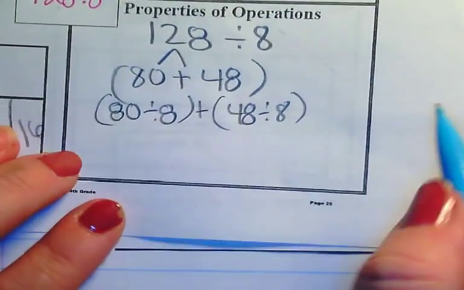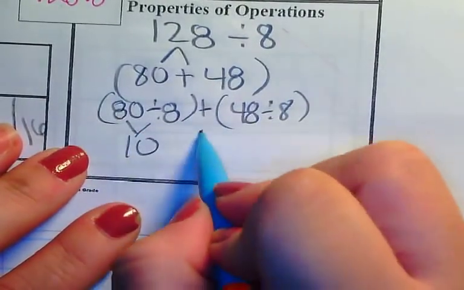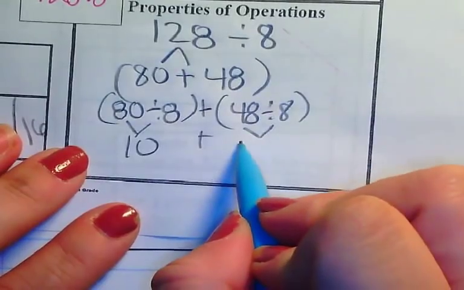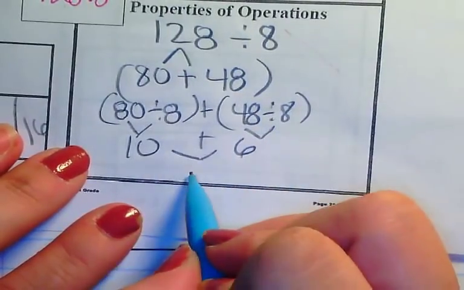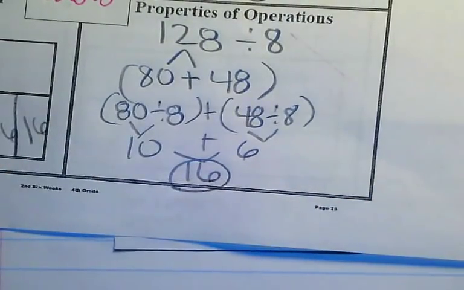Awesome. Okay, what do I get here? 10. And over here? 6. Together? 16. Awesome blossom, guys. Awesome.